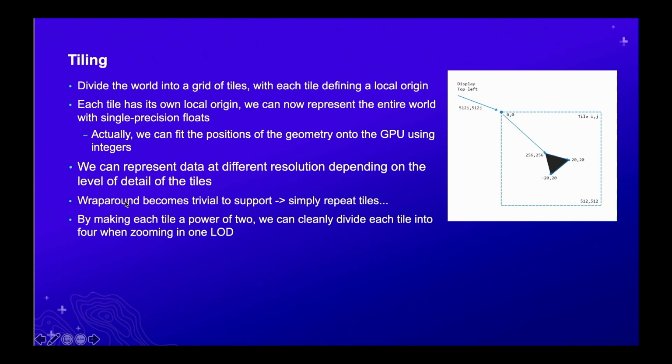All right. Oh, I forgot wraparound. Yes. Wraparound becomes trivial when we use tiles because all you need to do is compute a very simple mod function so you know exactly which data need to be rendered when you pan east or west.